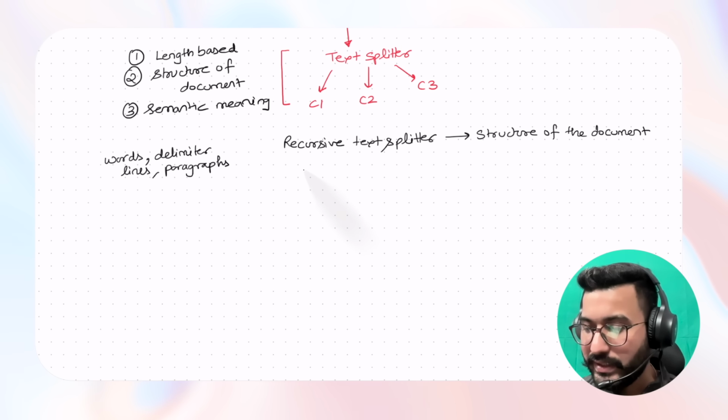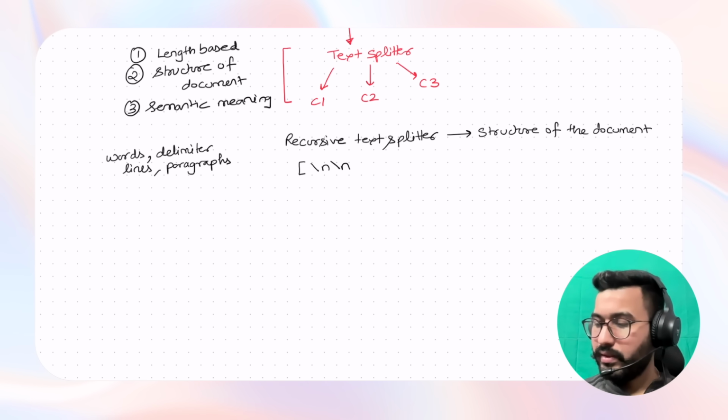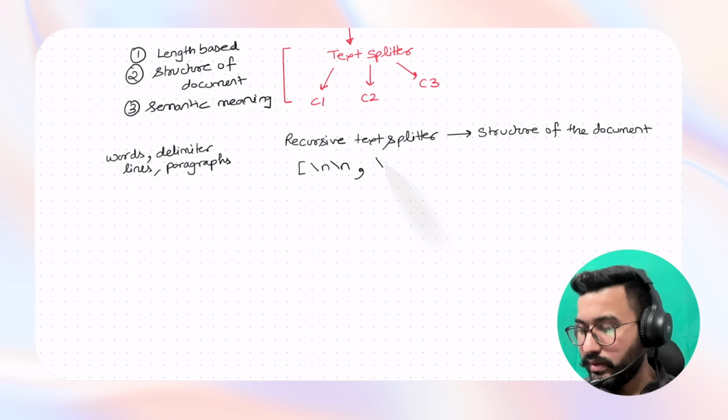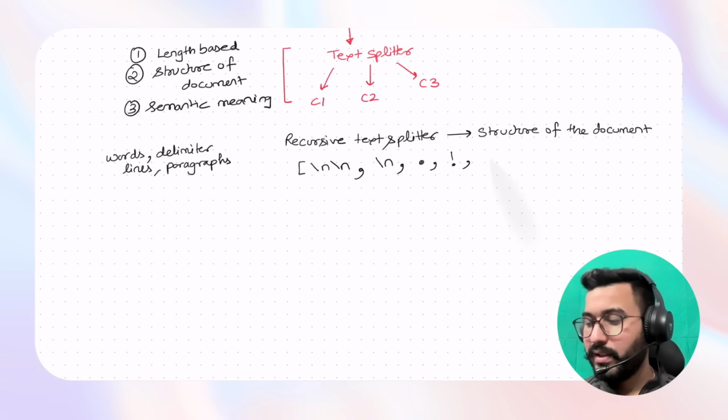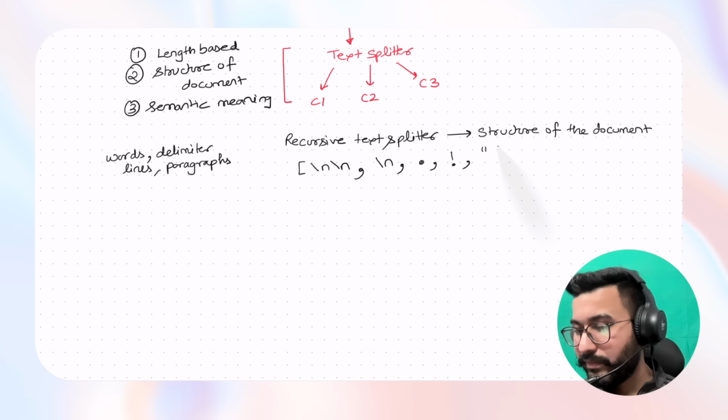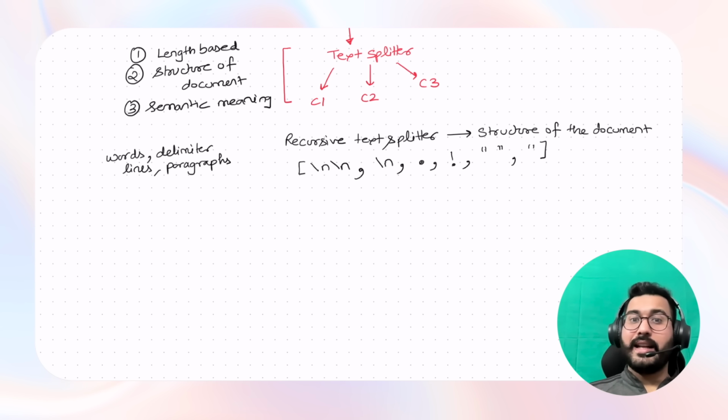So let's say I have defined the hierarchy as: first split on a paragraph, then split on a line, then split on, let's say, a dot, then split on, let's say, an exclamatory mark, then split on, let's say, a space, and then split on a character. So this is the hierarchy that we have defined.